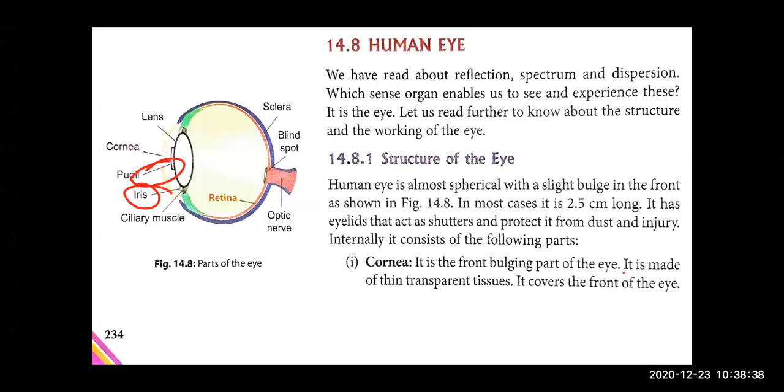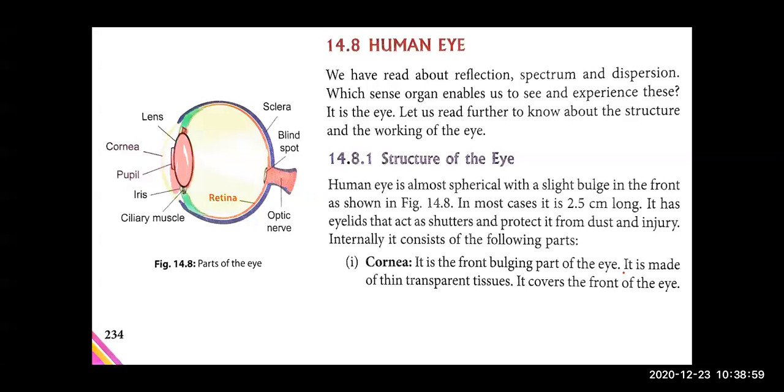By increasing or decreasing the size of the pupil. What is the pupil? The pupil is a very tiny hole in the middle of the iris. Right, beta? Next, as you can see in the diagram, the oval shaped structure.